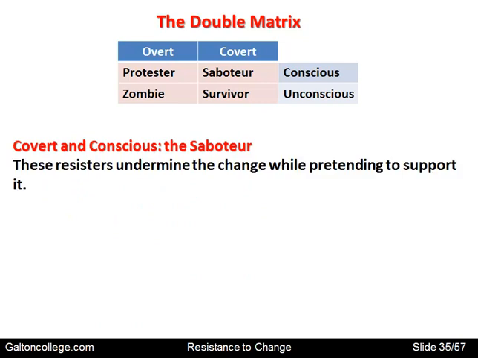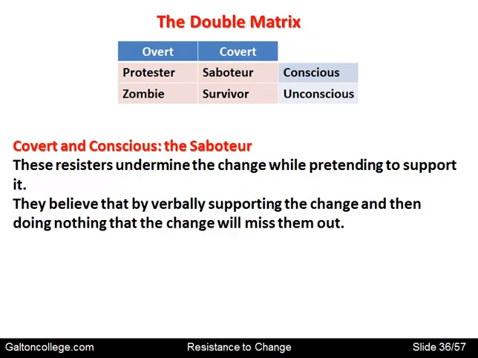The saboteur. These resistors undermine the change while pretending to support it. These are covert. They're pretending to support it. They're not showing their feelings. They're internal. It's not obvious what they feel. But they are conscious that they don't want it. They are quite deliberate. They do not want this change, but they're not showing it. It's not obvious by looking at them or at their behavior, there's no way of telling. But they themselves are conscious and they know they do not want this change.